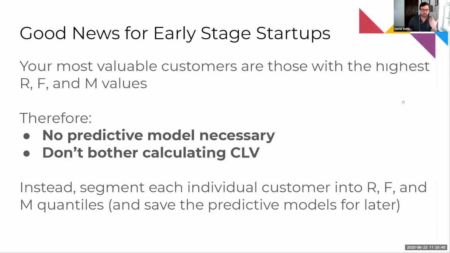So the good news here is that your most valuable customers are those with the highest R, F, and M values. Therefore, you don't have to build a predictive model. You don't have to bother calculating CLV. Instead, you can segment each individual customer into R, F, and M quantiles and save the predictive models for later, when you have more data, more history, and you might have a data person to help you out doing that.